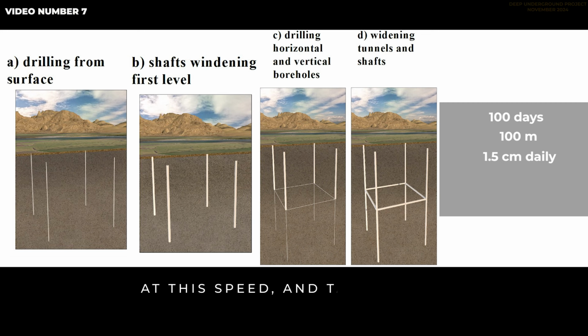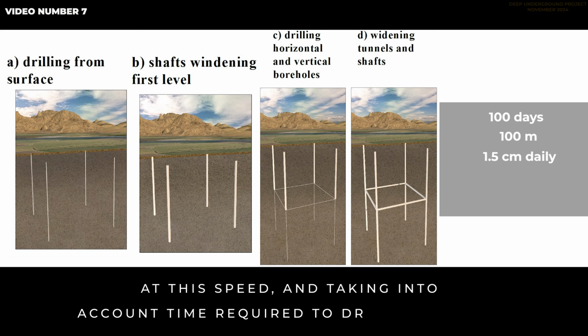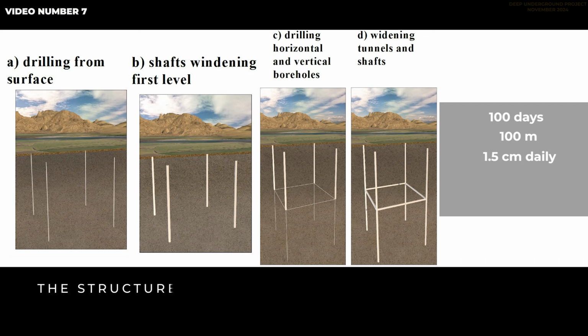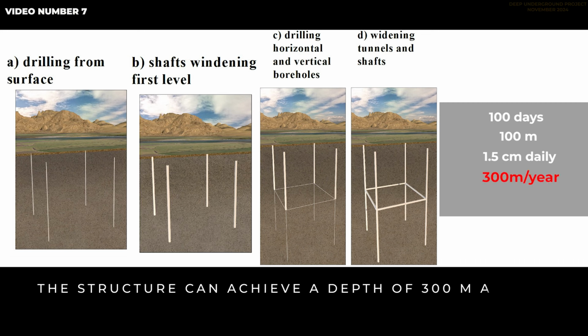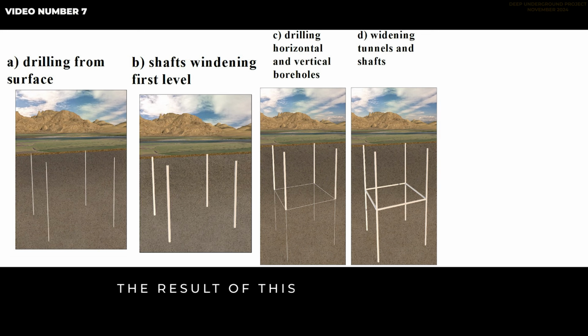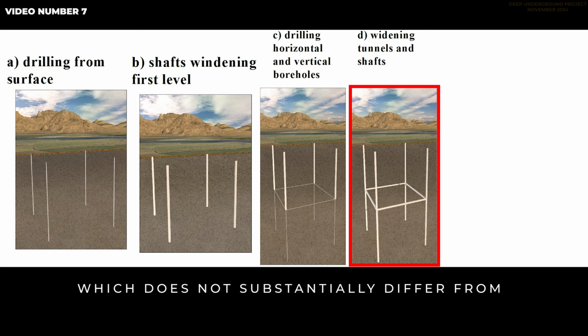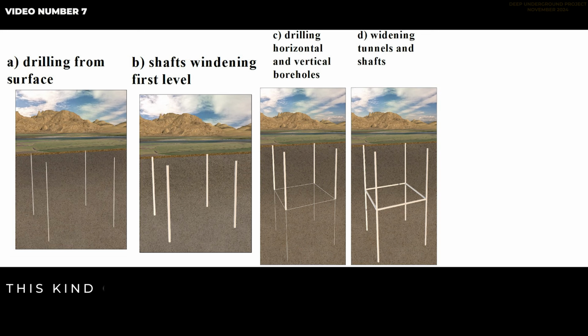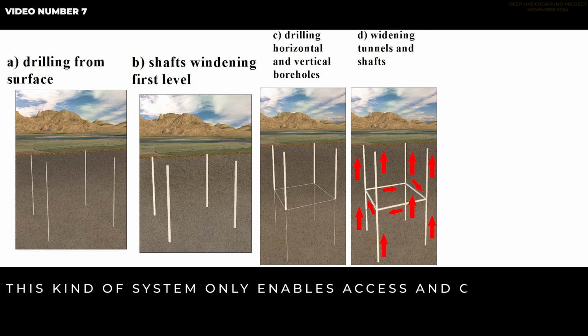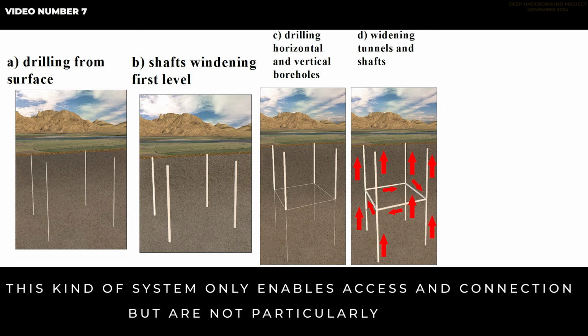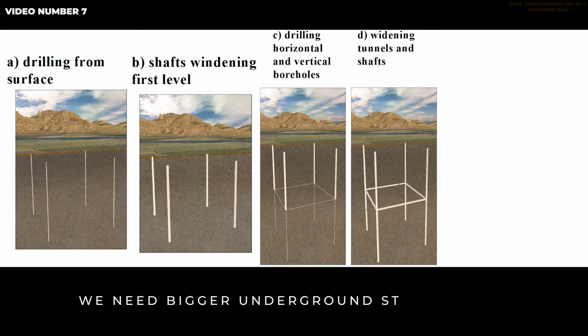At this speed, and taking into account time required to drill boreholes, the structure can achieve a depth of 300 meters a year or 3,000 meters in 10 years. The result of this construction is a system of vertical shafts and horizontal tunnels, which does not substantially differ from deep mine systems. This kind of system only enables access and connection but is not particularly useful. We need bigger underground structures.